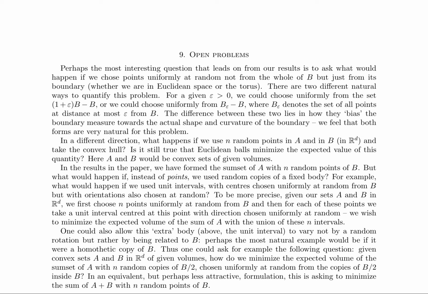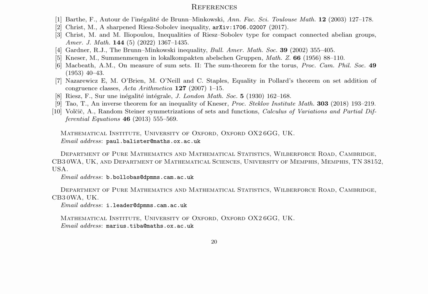Another direction for future research is to consider the convex hull of n random points in sets A and B in ρ, and investigate whether Euclidean balls still minimize the expected value of this quantity. The authors propose a variation of their results, where instead of using random points, they use random copies of a fixed body, such as unit intervals with random centers and orientations. Furthermore, they suggest allowing the extra body to vary by being related to B, for instance, by being a homothetic copy of B. This leads to questions about minimizing the expected volume of the sumset of A with n random copies of B, chosen uniformly at random from the copies of B inside B.